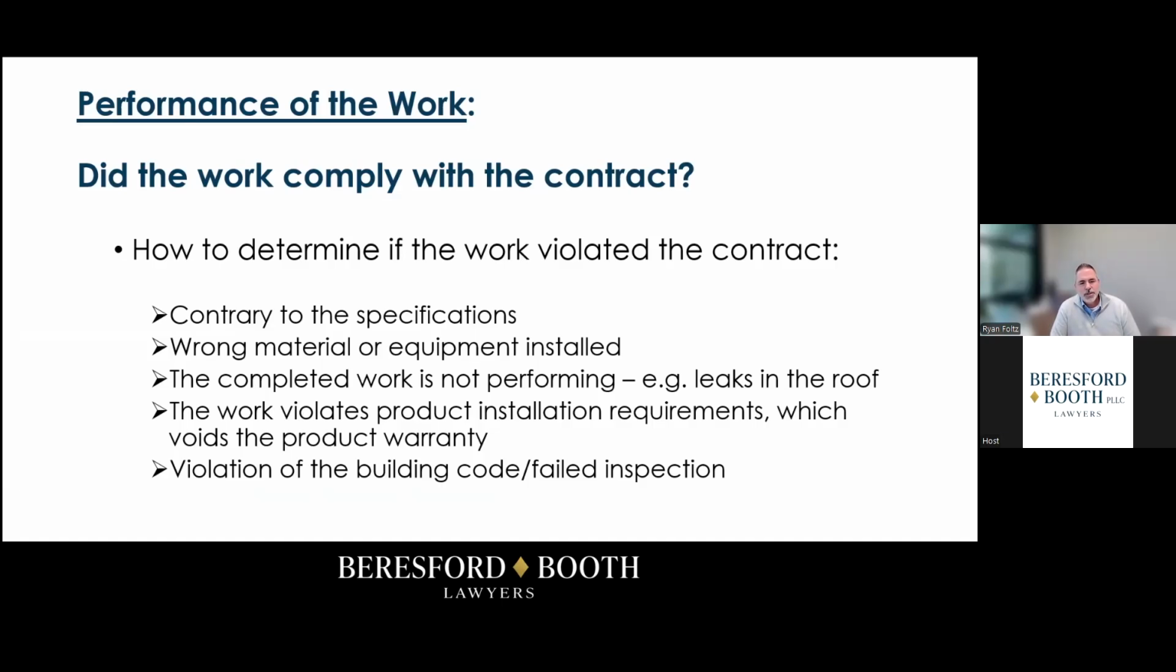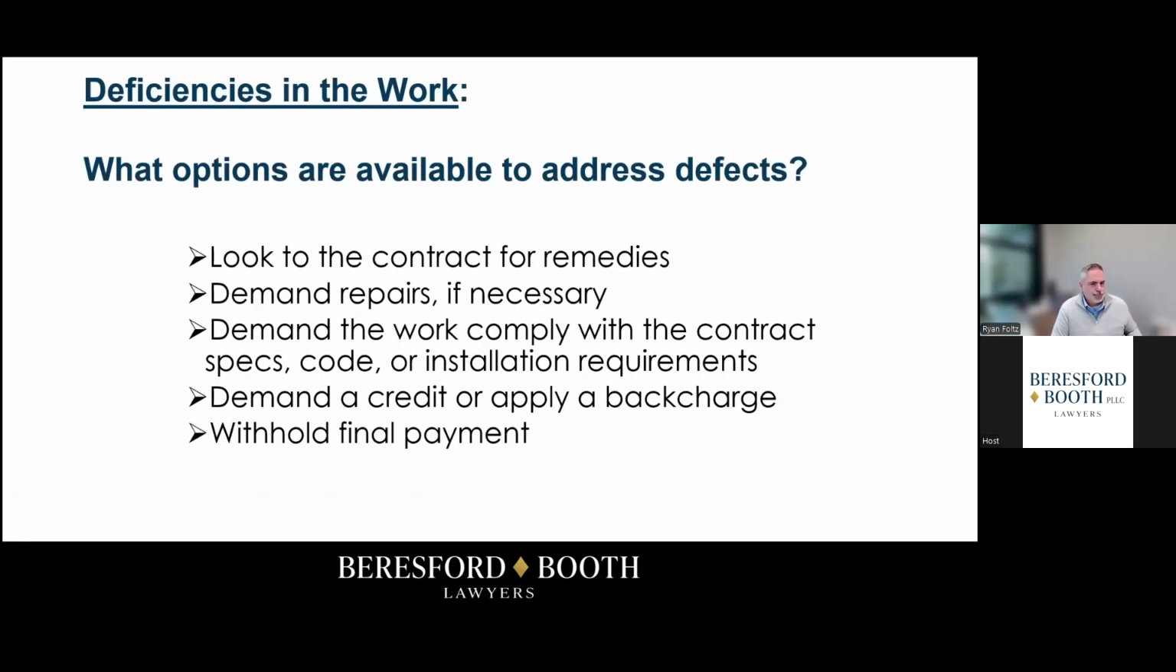Another easy way to identify defects is with the building inspection process. Most significant remodels are going to require a permit and an inspection by the local building authority. And if any of the work is non-compliant with the code, the inspector will issue a notice of violation, identify the defects with the work, and identify the work that needs to be performed to bring the defective work back in compliance with the code.